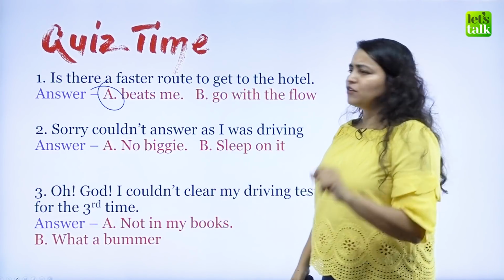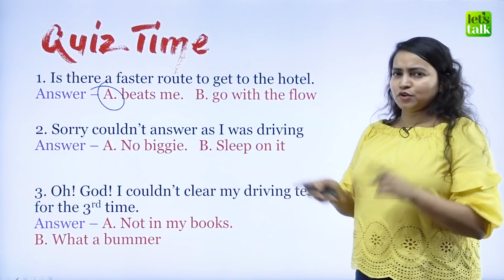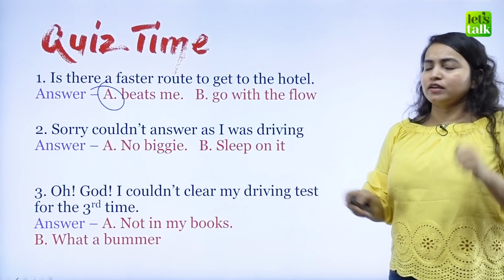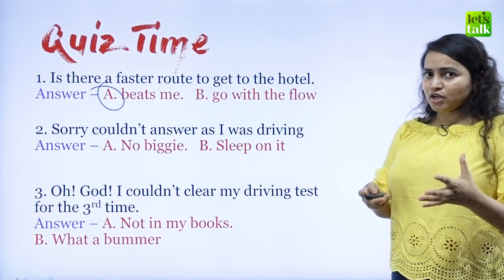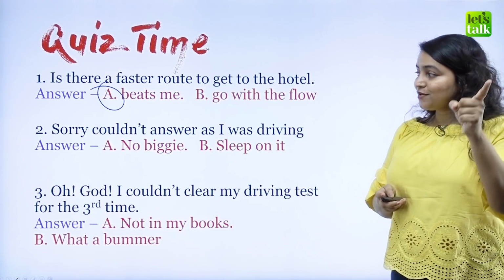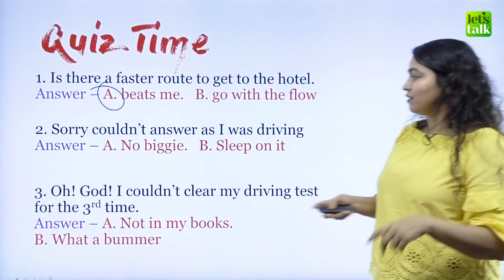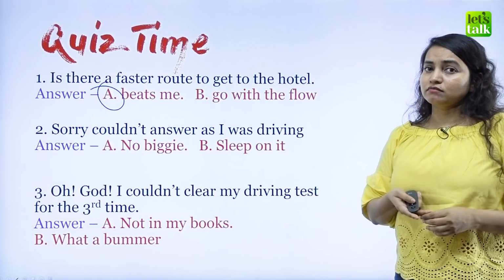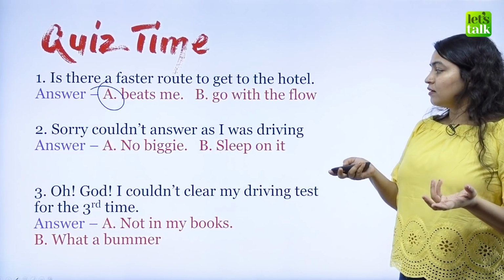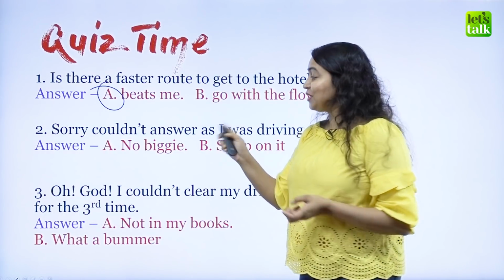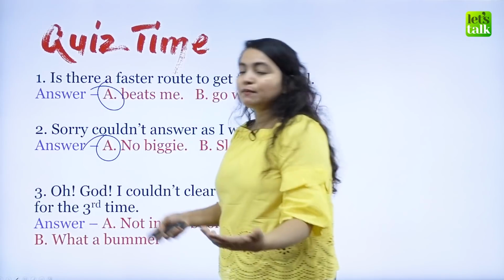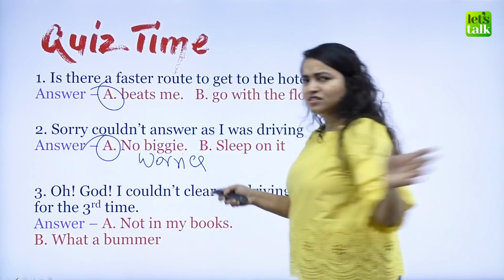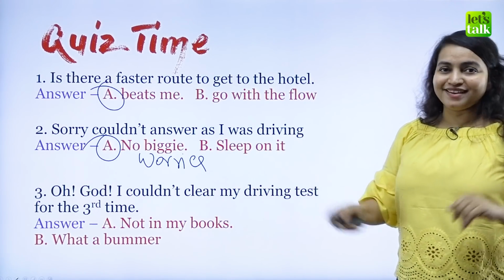Okay, let's go to the second one. If you've not got the first one correct, don't worry. I'm sure you'll get the second one right. Sorry, couldn't answer as I was driving. Now, when someone is apologizing, he's made an error. Remember, how do you respond to an error? Do you say, no biggie? Or do you say, sleep on it? Well, I don't think you'll ask someone to sleep on it, but you will say, no biggie. In other words, it basically means no worries. Okay, so if someone's made a mistake, just say, don't worry, no worries, or no biggie.